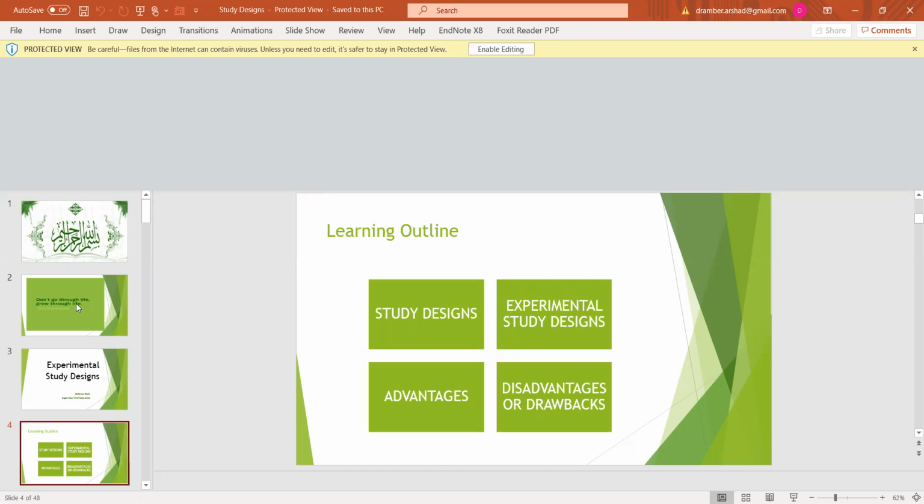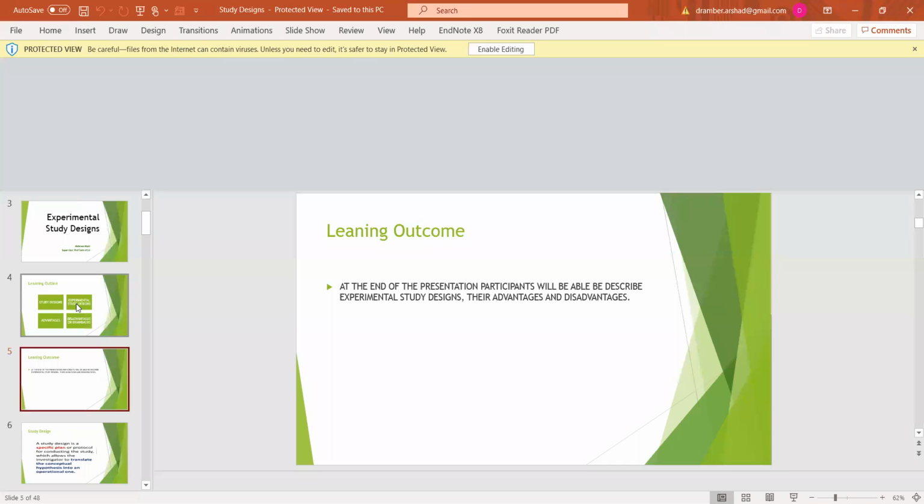Learning outline. In this presentation, I'm going to introduce you to the study designs, and we are going to discuss in detail the experimental study designs, the advantages and disadvantages and drawbacks of the designs. At the end of the presentation, participants will be able to describe the experimental study designs, their advantages and disadvantages.